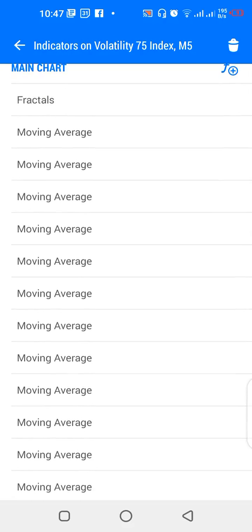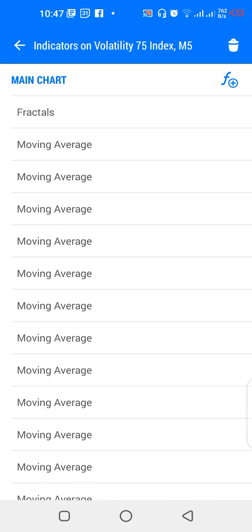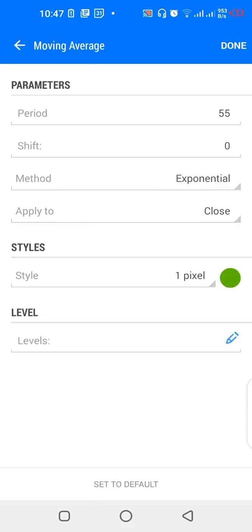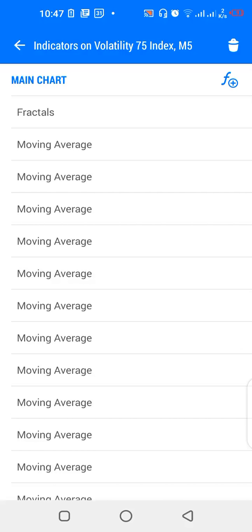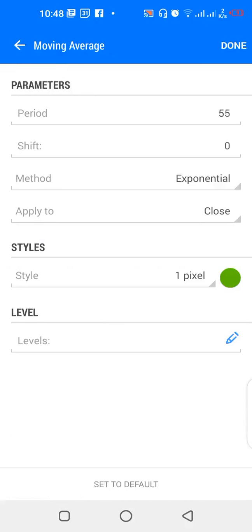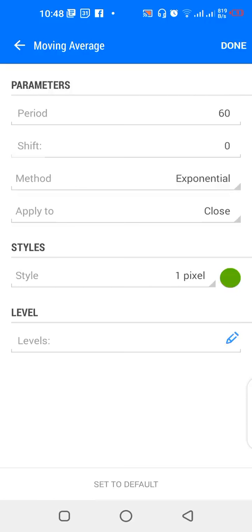Then the fifth one is 50 EMA, color is green. The sixth one is 55 EMA, color is also green. We have 50 green, 55 green. The seventh one is 60. So we have 50, 55, 60. The eighth one, 65.